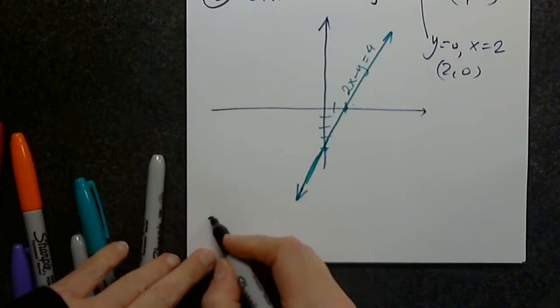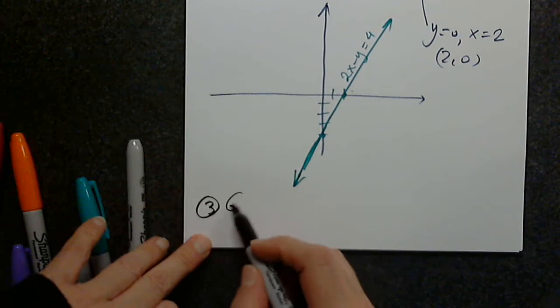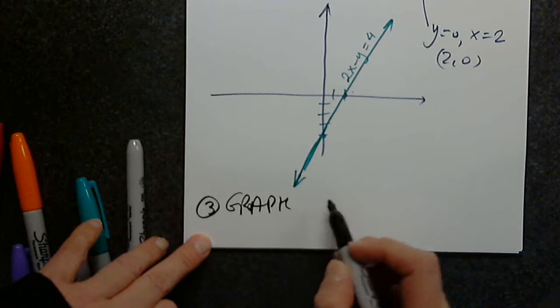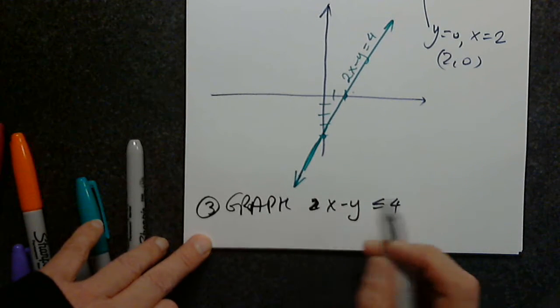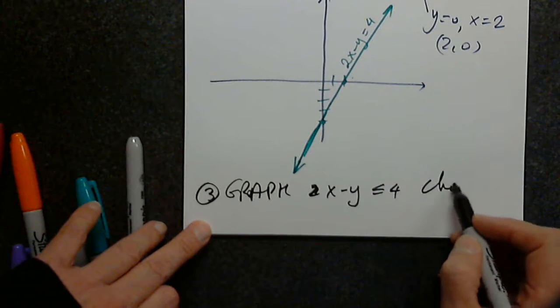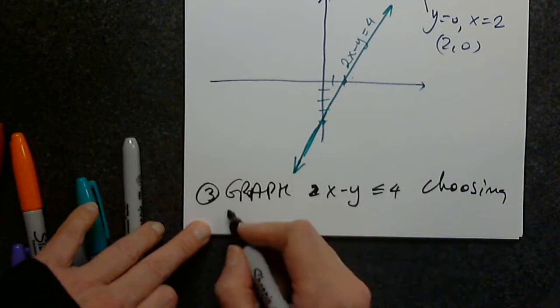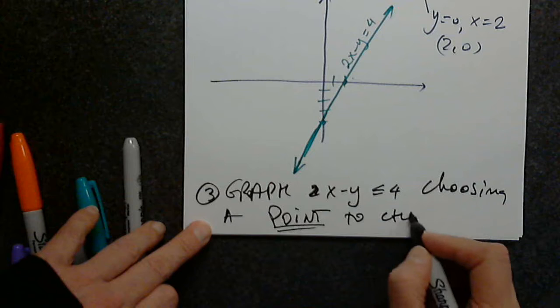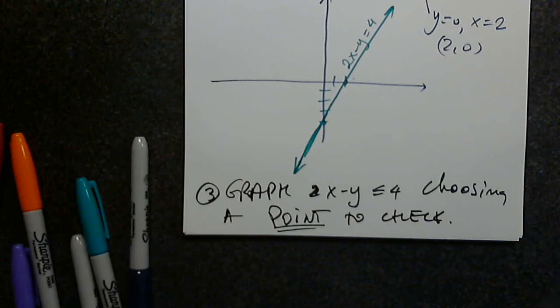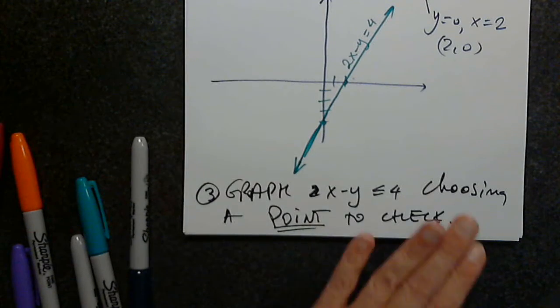Perfect. So in step number 3, we graph 2x minus y less than or equal to 4, choosing a point to check. I always choose (0, 0) unless the graph goes through the origin. If it goes through the origin, I cannot use the origin. So here's how we think next.